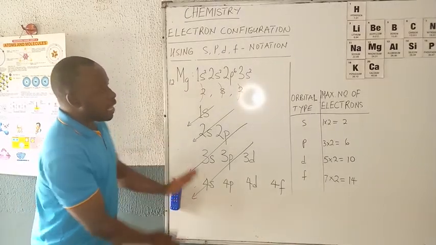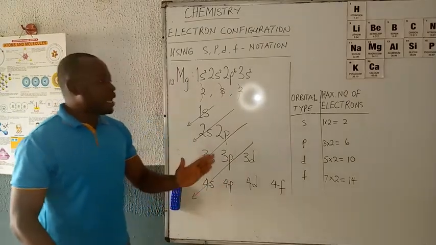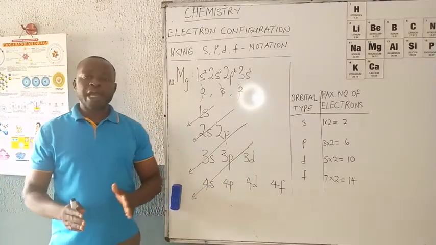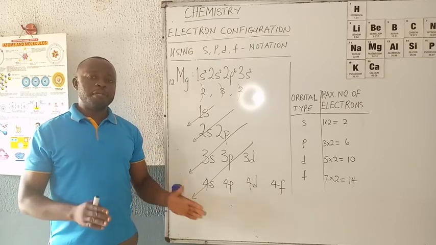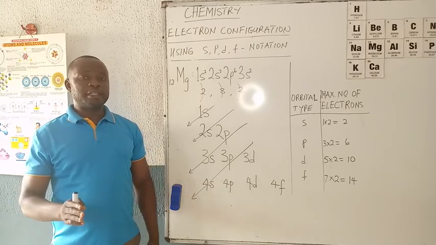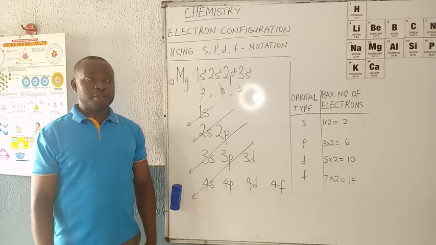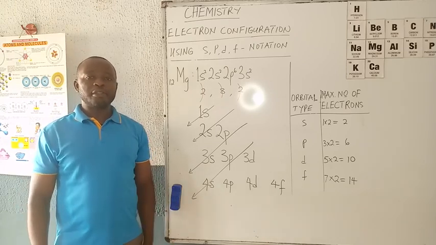This principle and then this table, you can apply them whenever you want to write the electron configuration of any element at all in the modern periodic table. Do not forget that. If you have any question, we'll meet again in the next class.